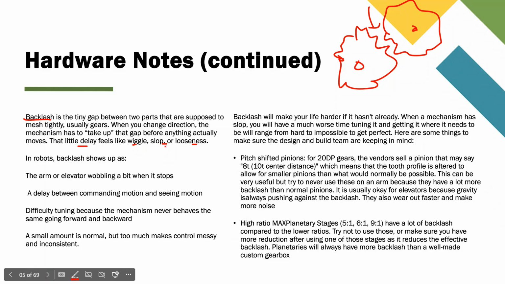This is normal. However, this could cause a lot of problems on a larger scale, because the arm or elevator wobbles a bit when it stops. There's a delay when trying to move these mechanisms, and there's also going to be difficulty tuning it, as the mechanism never behaves the same way going forwards or backwards because of this gap. Backlash will make your life harder if it hasn't already. When a mechanism has slop, you have a much worse time tuning it.